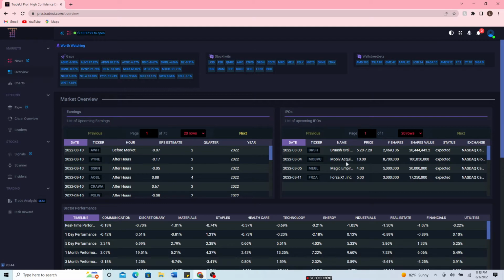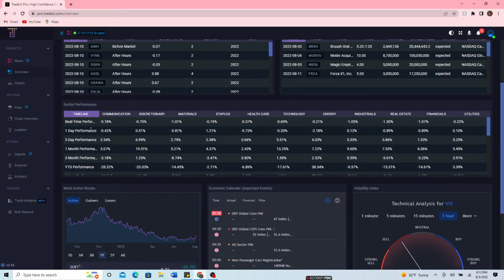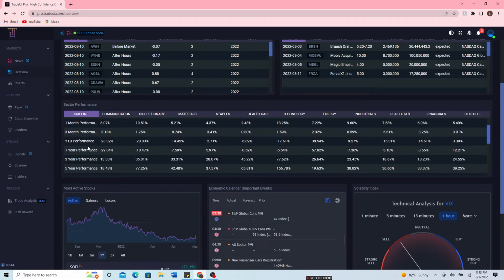The IPO does the same thing. It'll give you the ticker, the date of the IPO release, the name of the company, the expected opening price, number of shares being distributed, the value of the shares, and what exchange they'll be traded on. Down here, you'll see the timeline table, or the sector performance table. It'll show you how each sector is performing in real time, the 1 day, the 5 day, the 1 month, 3 month, year to date, all the way down to a 5-year performance.